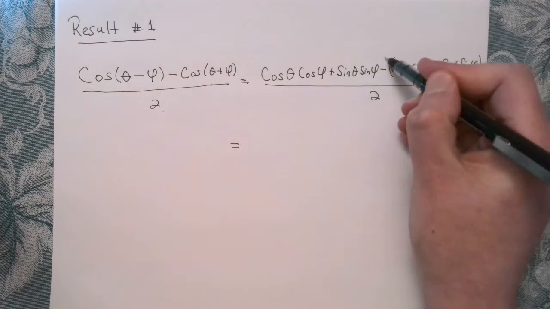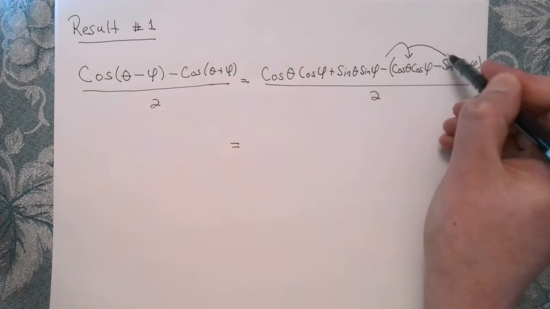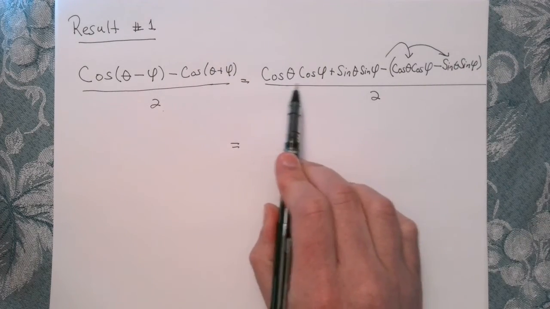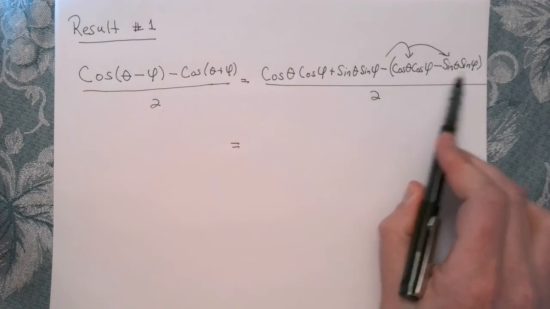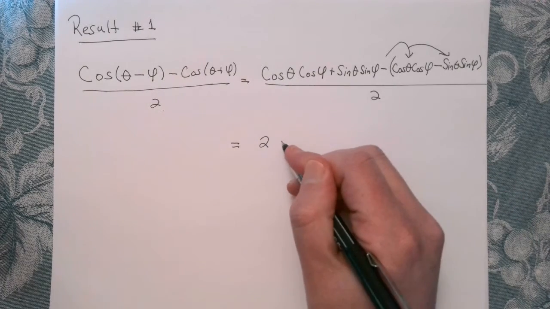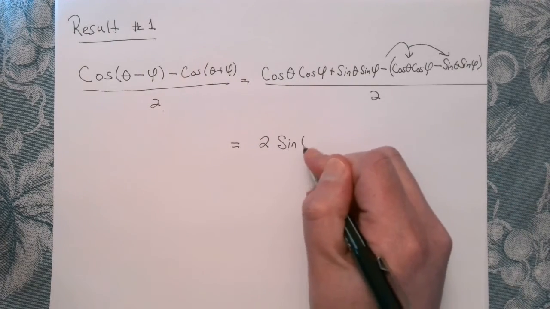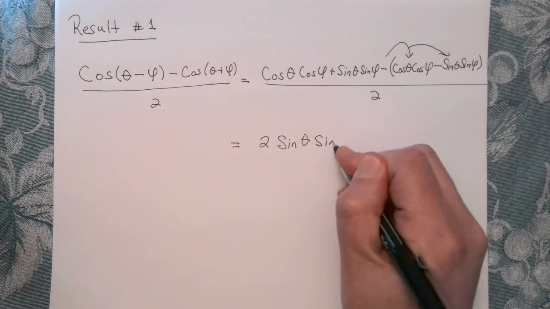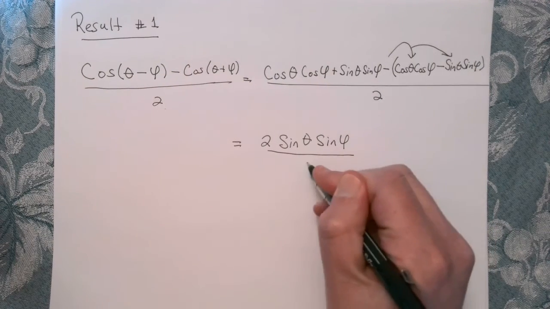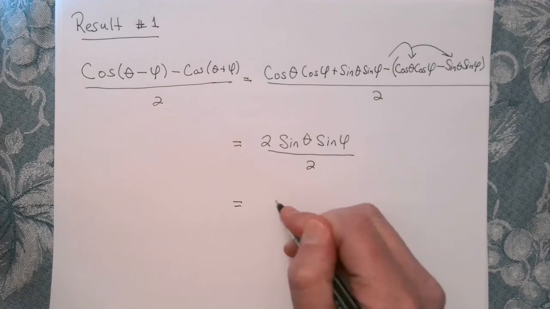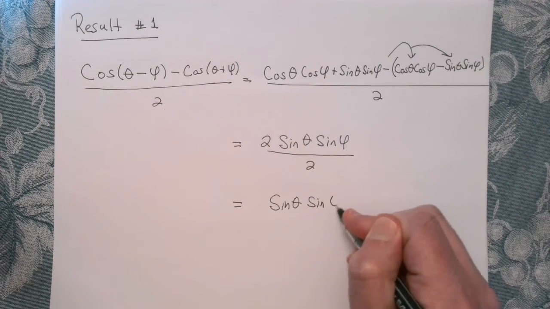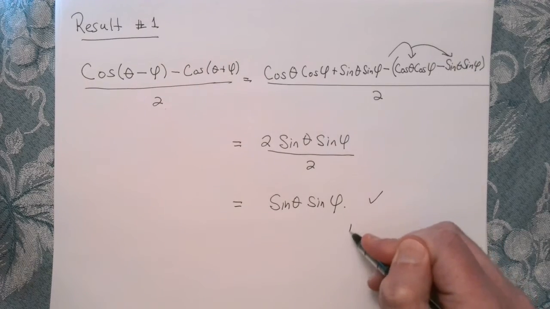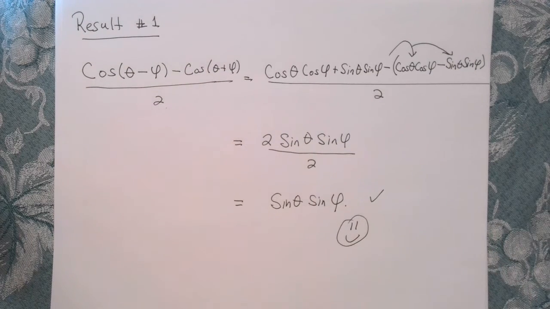And if you take a look here, after you distribute, you're going to have some canceling and some like terms. So this will cancel with this, so that's gone. And then one of these plus another one of these gives me 2. So that's 2 sine of theta, sine of phi, all over 2. And we cancel to get our result. So that's sine of theta times the sine of phi. Okay, that wasn't so bad.